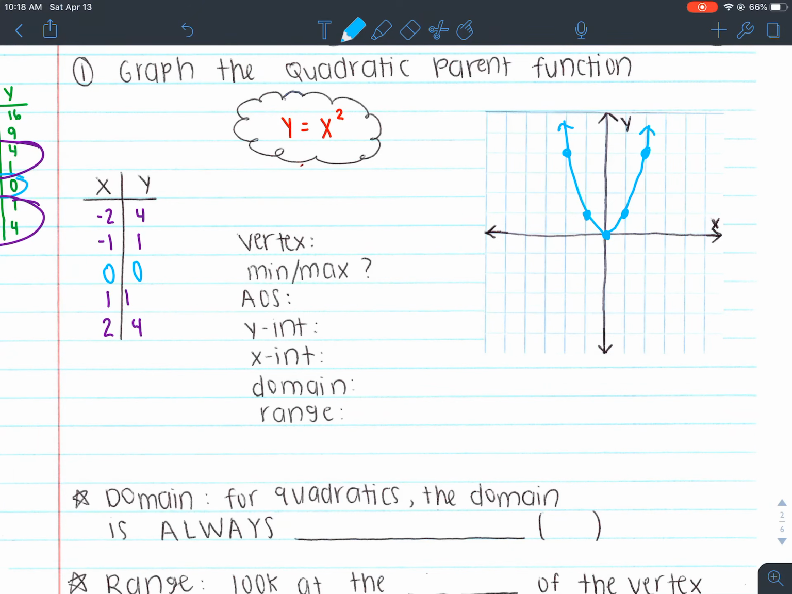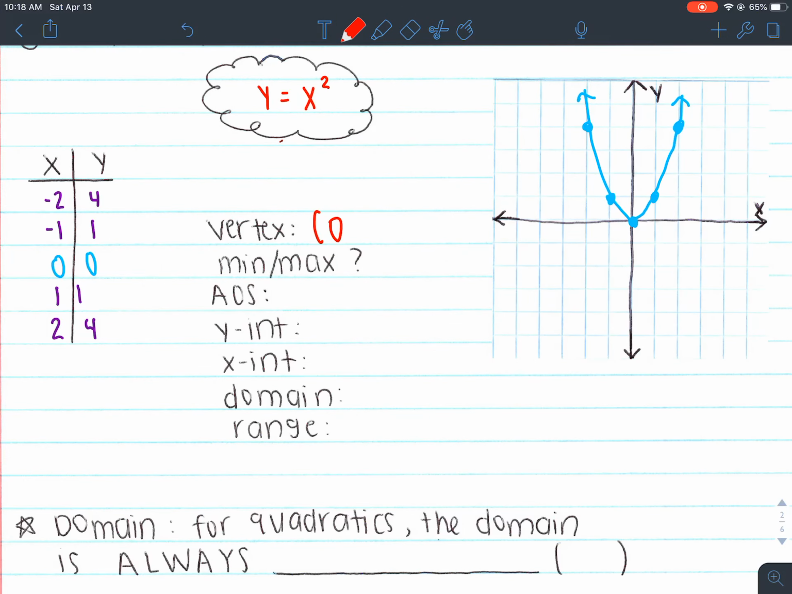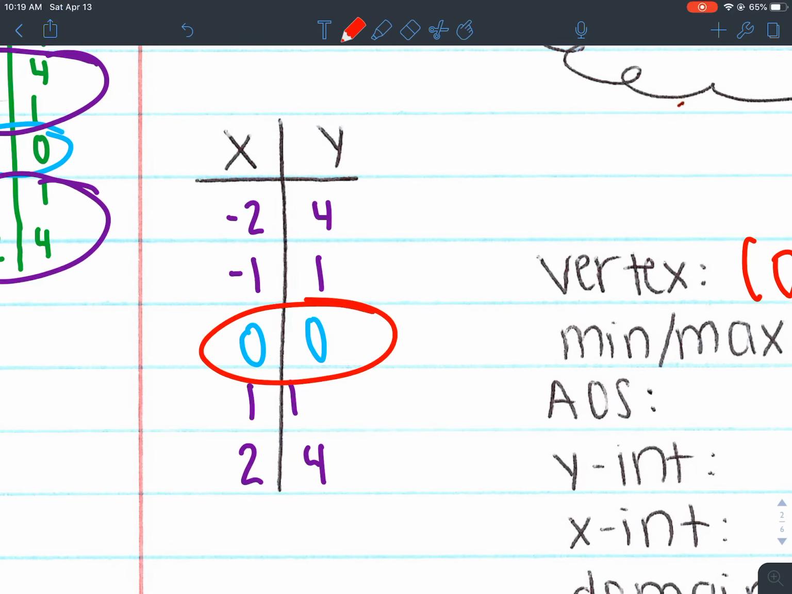Once you finish graphing, you can actually identify these. So your vertex, what is your vertex? Remember, it's the highest or it's the lowest point. So here it would be 0, 0, and it's a point, so I do need an ordered pair. And if you notice, that's actually the point that we have in the middle here.